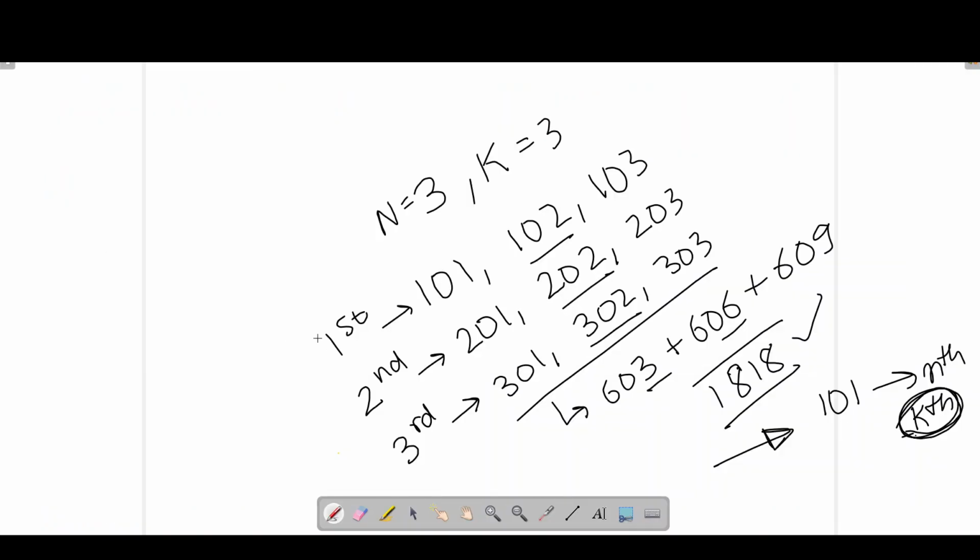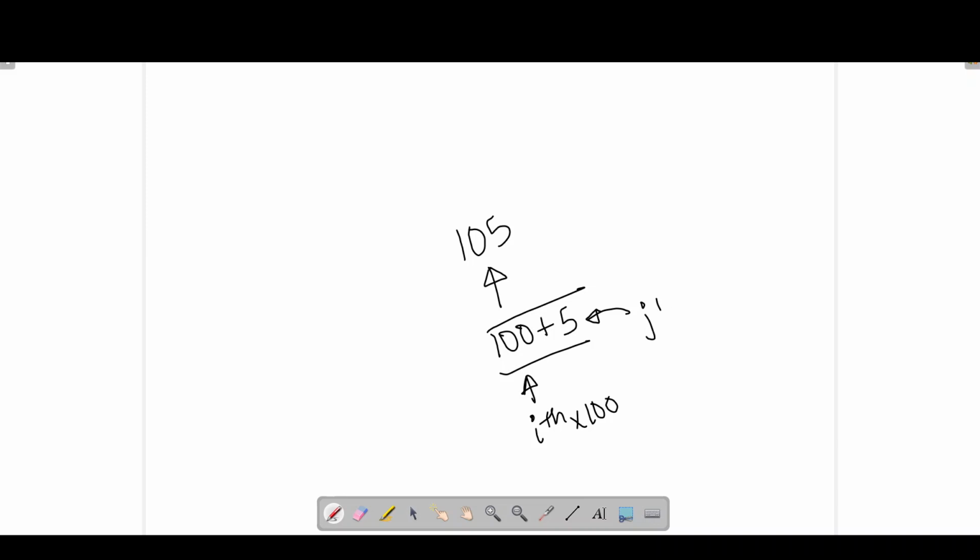Let me just show you right here also how we are doing that. So now if the room number is 105, what we would need to add is 100 plus 5. I divided the number and visualized it this way. So now what is 100? 100 is the ith floor multiplied by 100. That is the first floor multiplied by 100. And what is 5? 5 is the jth room which we need to add.